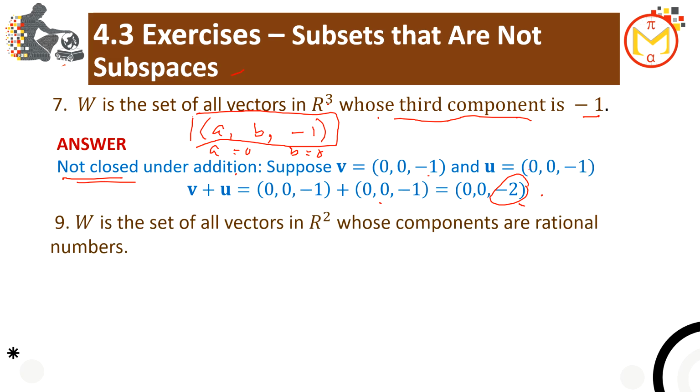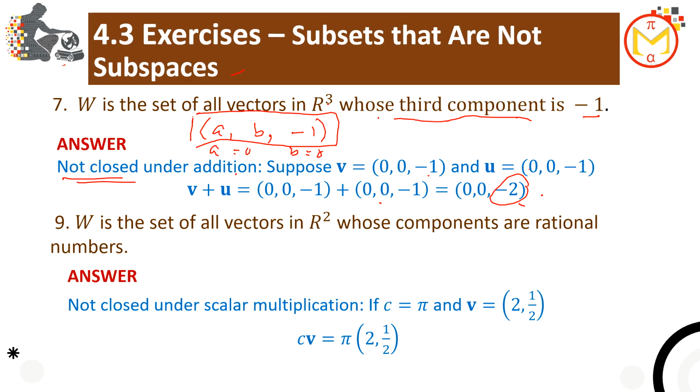Okay. Next is the set of all vectors in R squared whose components are rational numbers. Rational, so fractions can be considered. So this is again not closed under multiplication. If C is rational, say C is pi, and V is again a rational number. But what happens if my C is not rational? Remember, C is any real number.